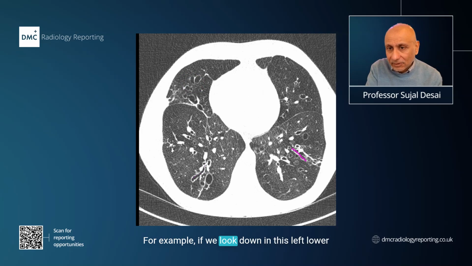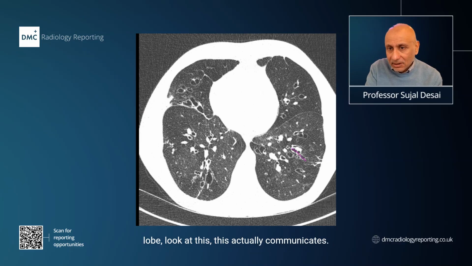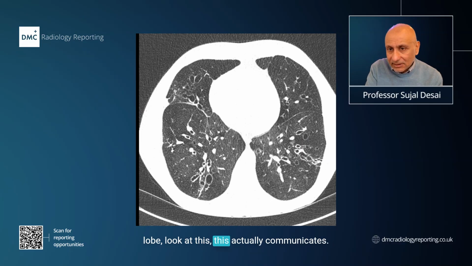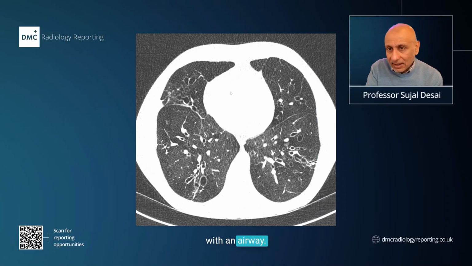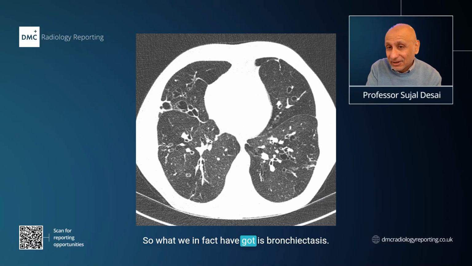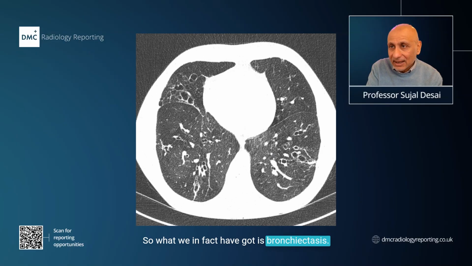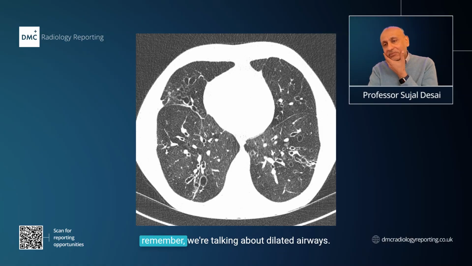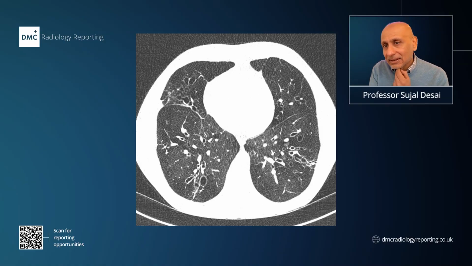For example, if we look down in this left lower lobe, look at this. This actually communicates with an airway. So what we in fact have got is bronchiectasis. Now, when we talk about bronchiectasis, remember, we're talking about dilated airways.